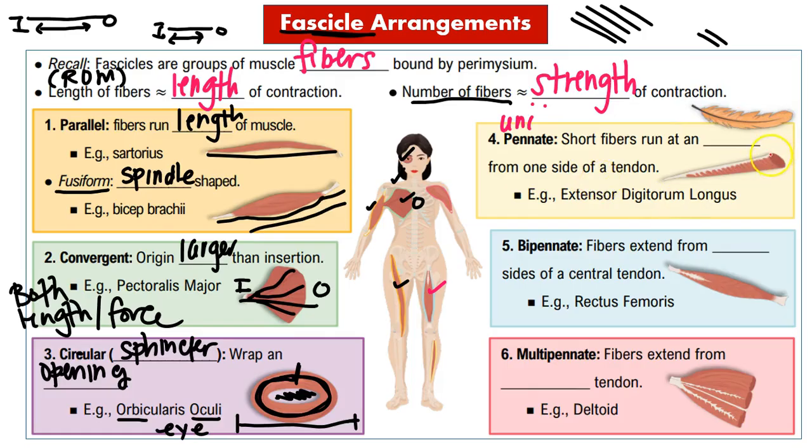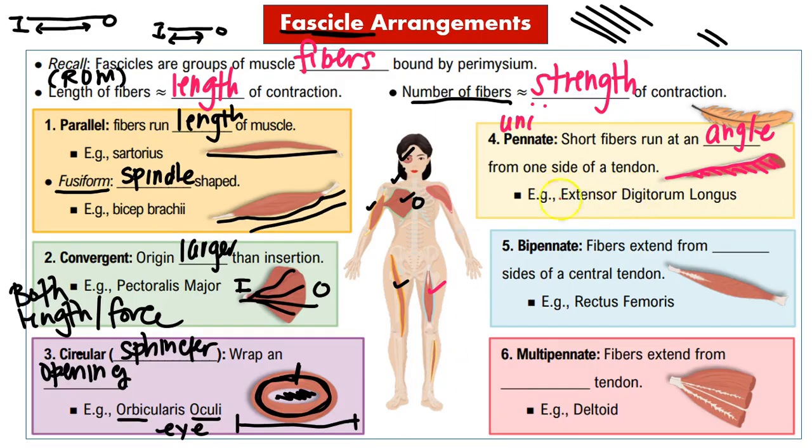And that means that you're going to have some kind of tendon that's going to have short muscle fibers that are coming out of it at an angle. And that means a lot of short muscle fibers, because we're talking about strength of contraction. So these short fibers are going to run at an angle from one side of a tendon. That's what we call unipinnate. One example is the extensor digitorum longus. See down here.